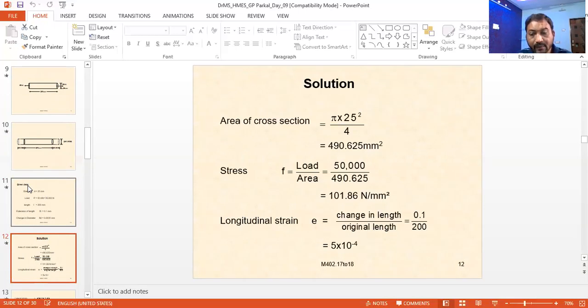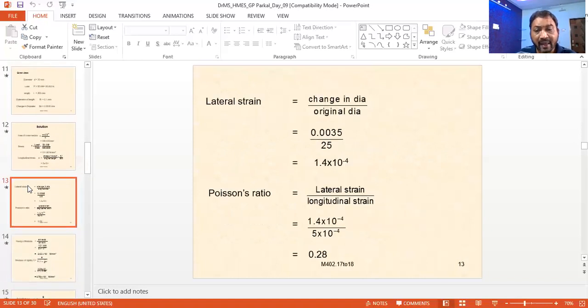Then we have to find the longitudinal strain. Here the longitudinal strain or the primary strain e is equal to change in length by original length. The change in length is recorded as 0.1 and the original length is 200. So 0.1 by 200 comes to be 5 into 10 power minus 4. So no units. Next, the lateral strain.